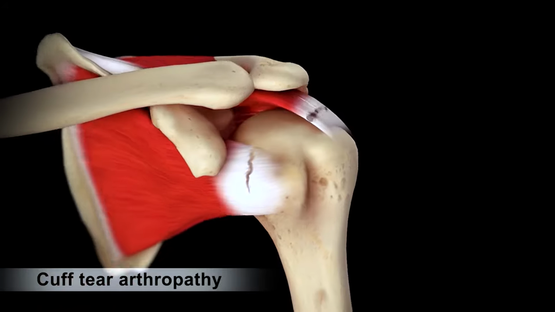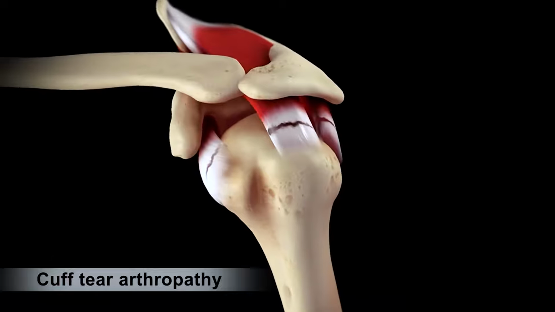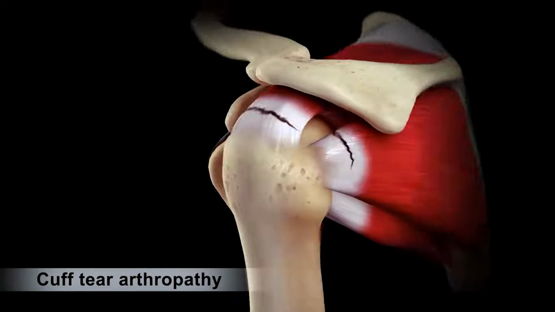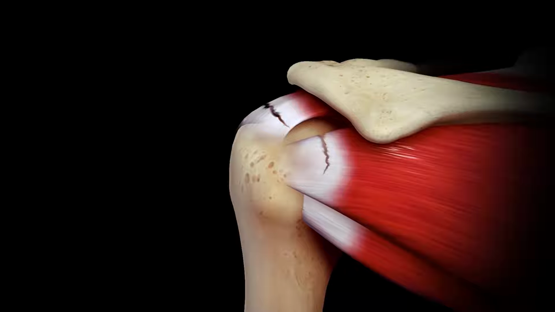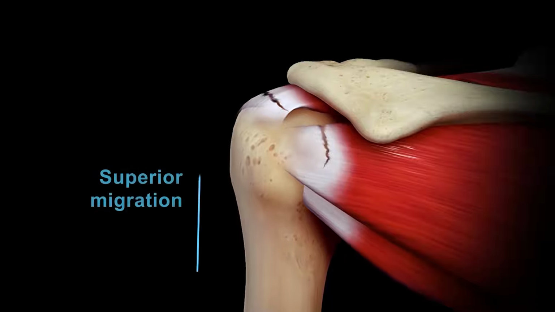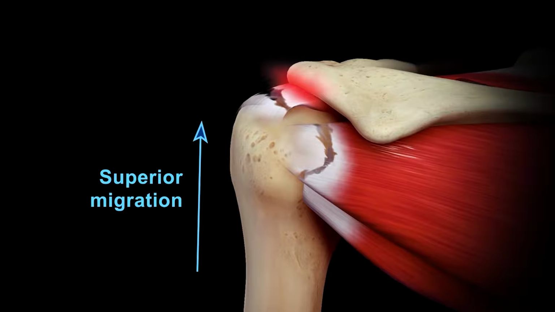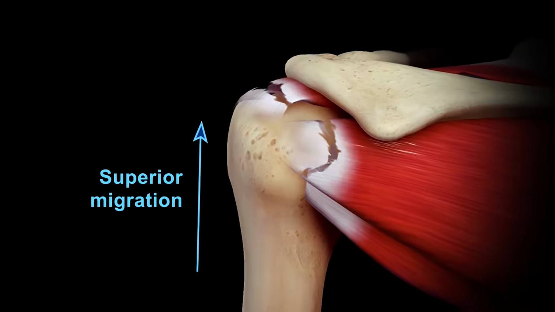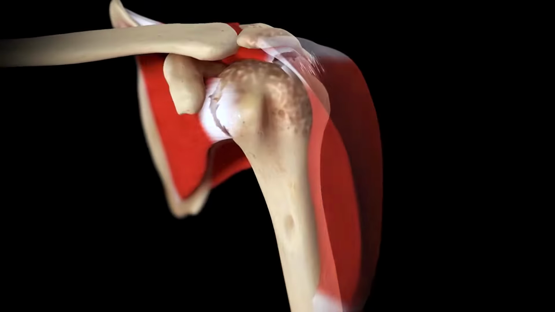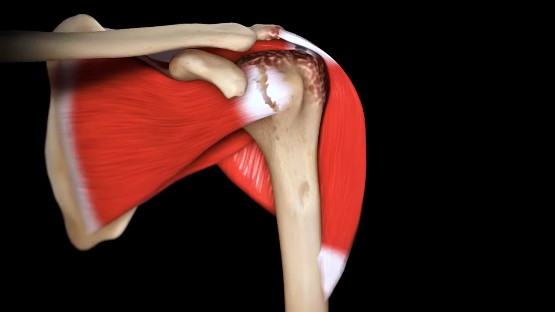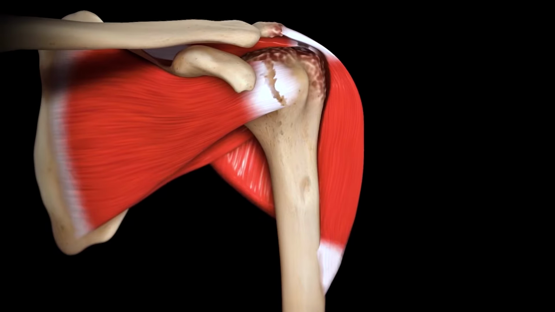Rotator cuff tears have negative consequences on motion and stability. As the rotator cuff fails to balance the deltoid, the humeral head migrates superiorly and impinges with the acromion, leading to further tearing. Dr. Charles Neer coined the term cuff tear arthropathy, or CTA, to describe this arthritic, eroded condition of the glenohumeral joint following prolonged subacromial compression.